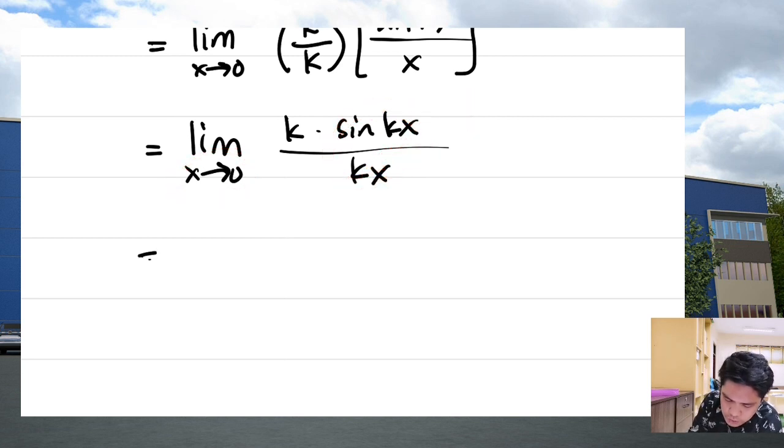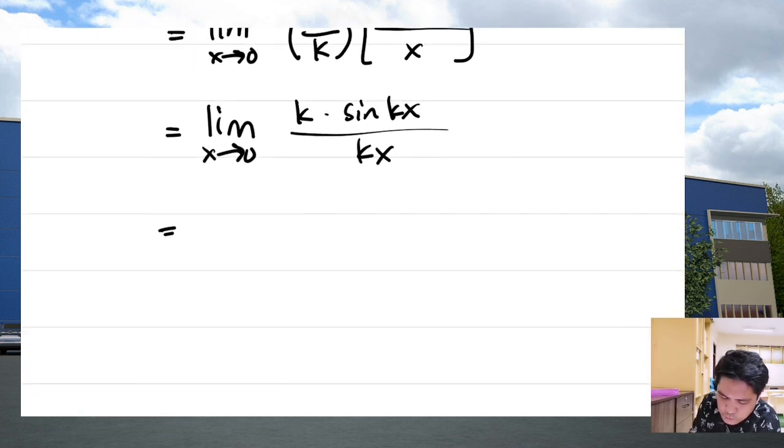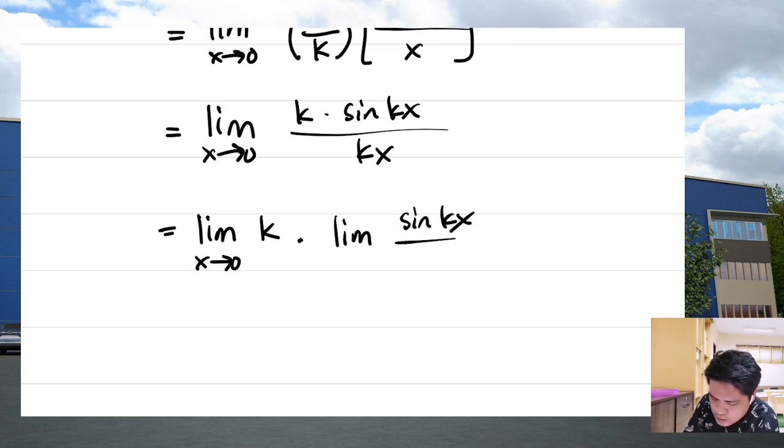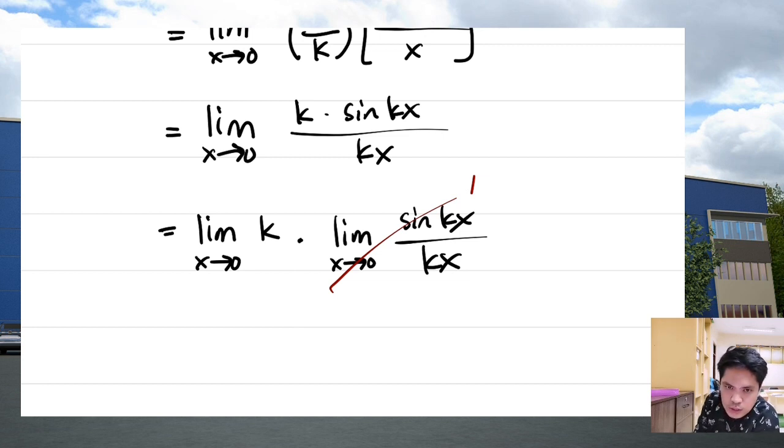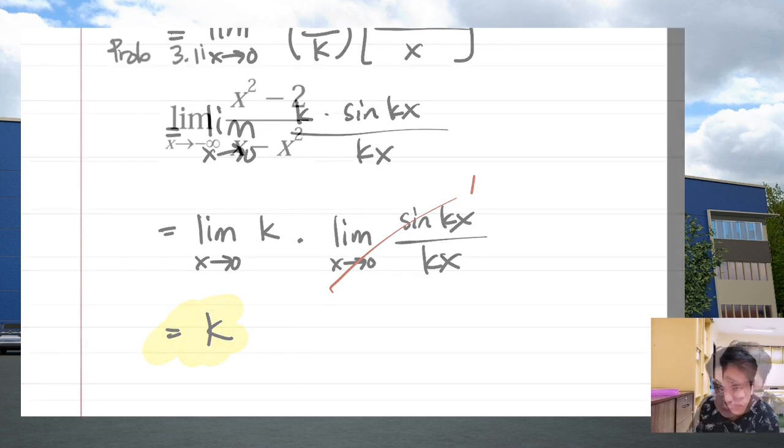So therefore, kung in expanded form pa, this will become the limit of k as x approaches 0 times the limit of sine kx over kx as x approaches 0. This is now equal to 1, and the limit of k, a constant, as x approaches 0 is still k. So our answer is just k. Okay, next problem.